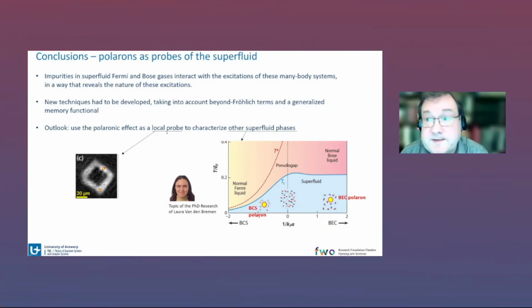And they can be a local probe of the excitations of the superfluid, and hence of things like the pair density, etc. Good, I think I've used up my time, so I will finish there, and thank you for your attention.